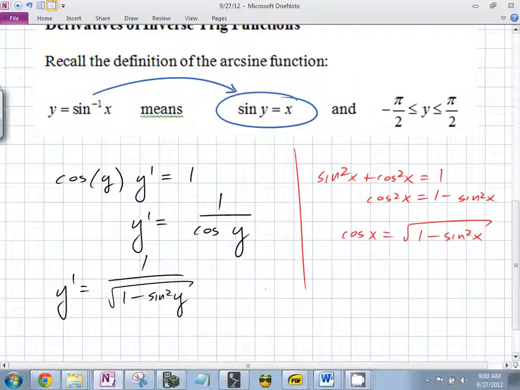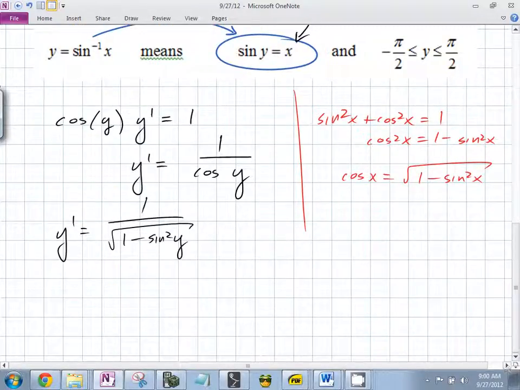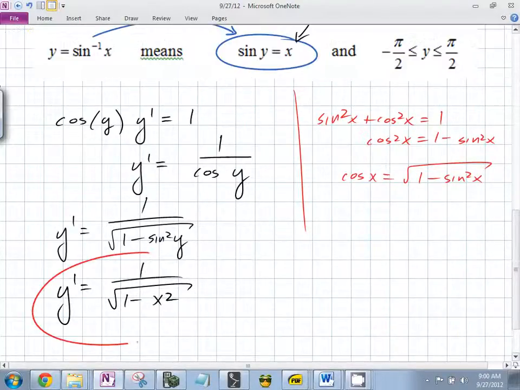Okay, that's interesting. Well, what do you notice right here? What does sine y equal? Sine y equals x. So what do you now have? Y prime is equal to 1 over the square root of 1 minus x squared. Welcome to the first of the 6 inverse trig derivatives. This is the derivative of sine inverse. If y is equal to sine inverse x, this is the derivative of sine inverse.